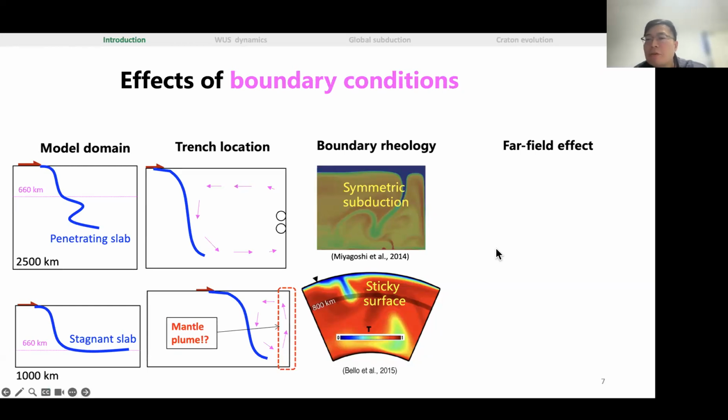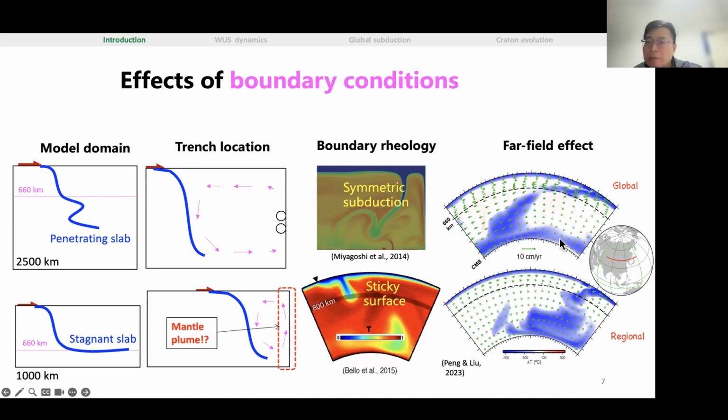What do we mean by far field effect? The last one is from a paper we just got published. The upper one is a global model, but both are actually models showing, along this red line, the cross section in the Western Pacific. The lower one is a very large scale regional 3D model, the green area. They are both whole mantle in depth. But you can see that their mantle structure predicted at the present day, as shown here, is dramatically different.